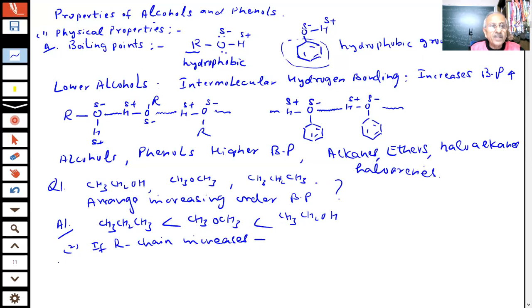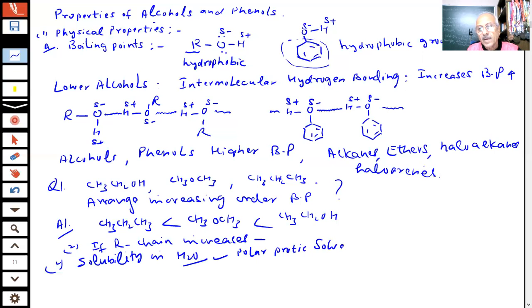The second property which we discussed, student, is the solubility in water. Water is a polar protic solvent. Those which can form hydrogen bonding with water will dissolve. So lower alcohols like CH3OH and C2H5OH will dissolve because the OH group will form hydrogen bonds with water.